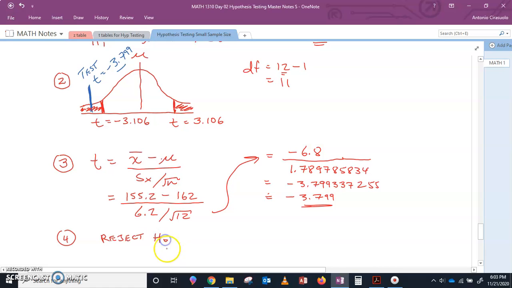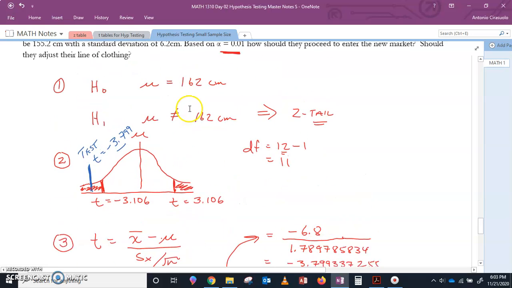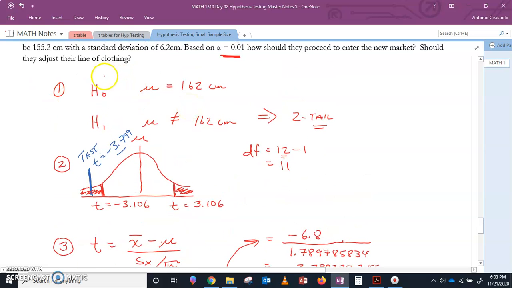Okay, so what is it that we've found? So we are going to reject this, and we're going to assume this to be true. So that would mean that our sample data indicates that the mean height is not 162 centimeters. It doesn't state that it could be more or less. It's just we know that this is not true. It's not 162 centimeters.